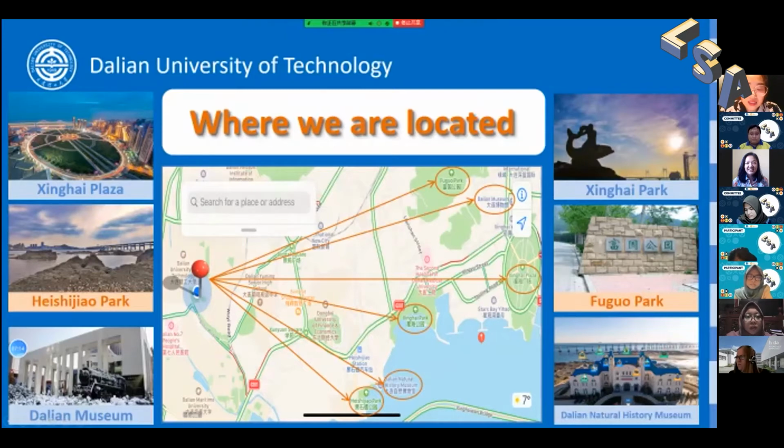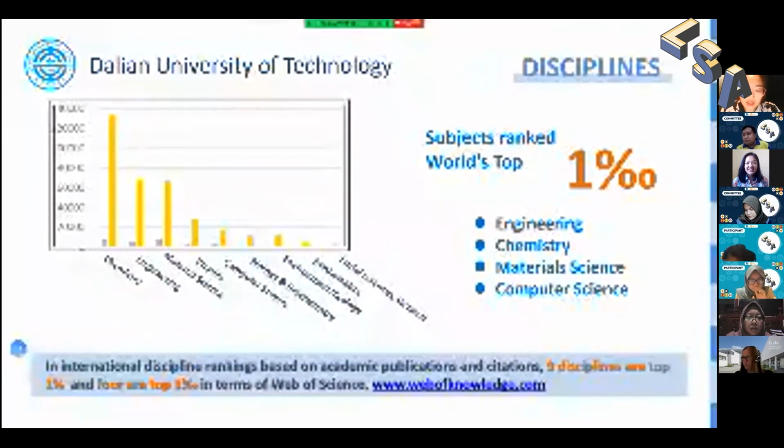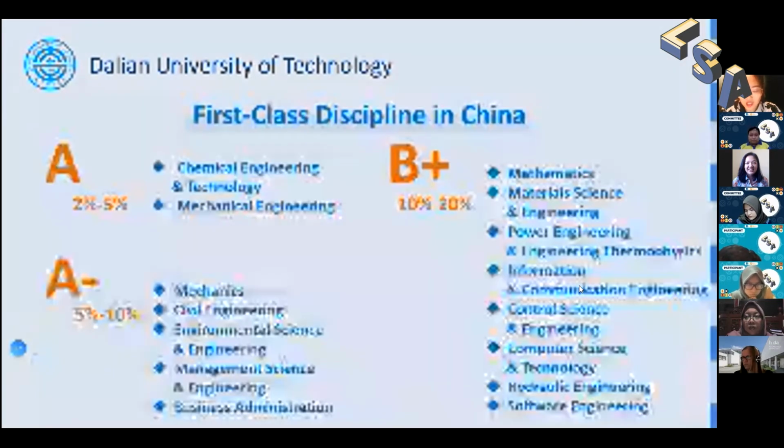Well, next, let's come to disciplines. So we have various disciplines, including science, engineering, economics, and management, liberal arts, and social science. And yes, international discipline rankings, 9 disciplines are top 1% and 4 are top 1,000 in terms of Web of Science, which are engineering, chemistry, material science, and computer science. Well, here lists our first-class disciplines in China.